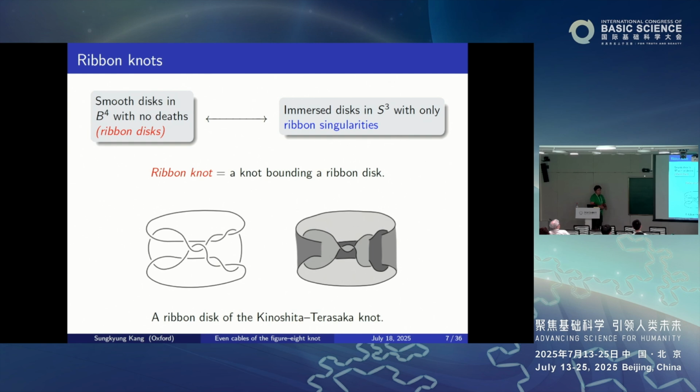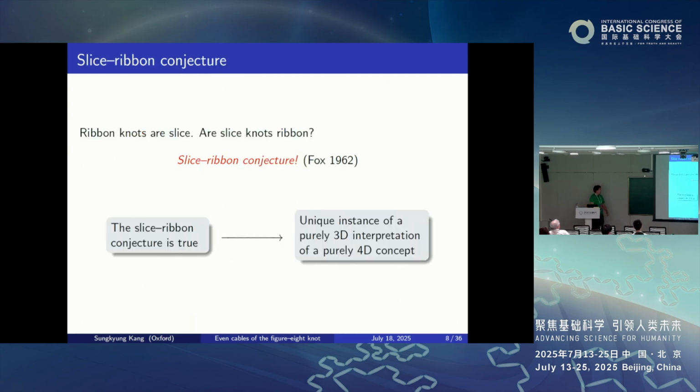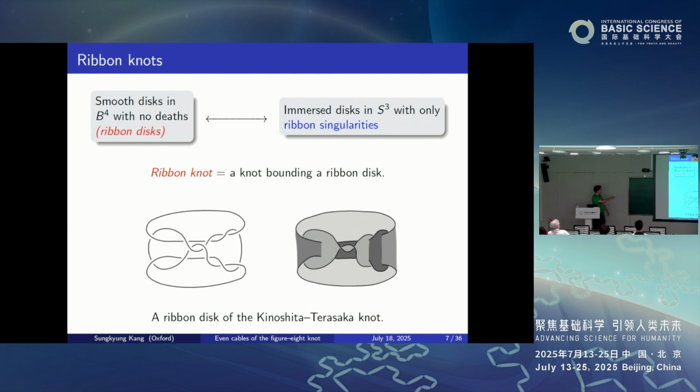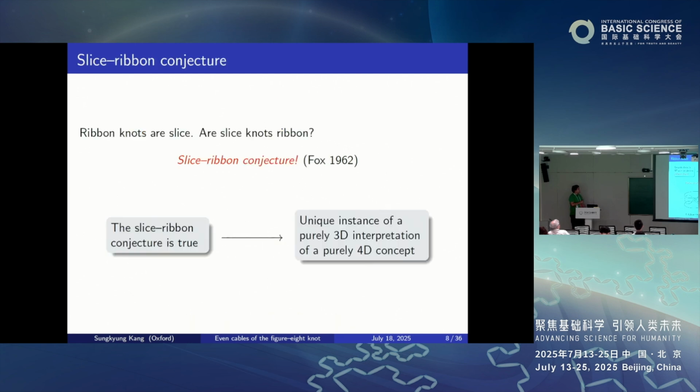And so these are very, very good knots. And we say that a knot is ribbon if it bounds a ribbon disk. So a knot is ribbon if it bounds an immersed disk with only ribbon singularities inside S3. So it looks something like that. Obviously, ribbon disks are smooth disks, so ribbon knots are slice by definition.